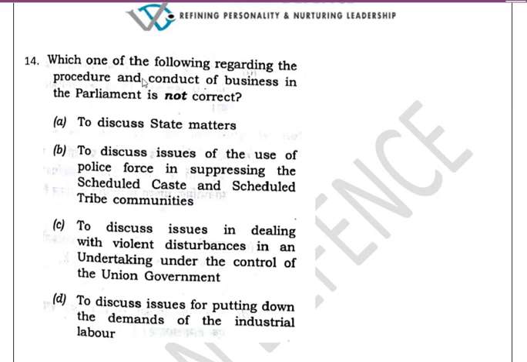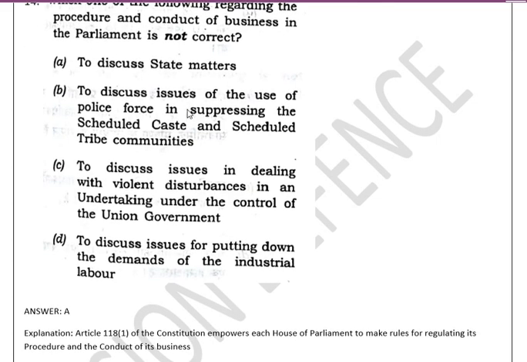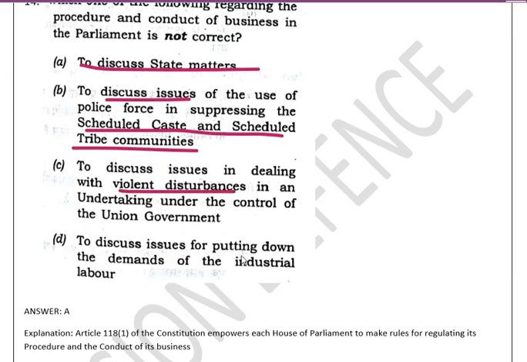14. Which of the following regarding the procedure and conduct of business in the Parliament is not correct? Okay, fine. The answer is A. To discuss state matters. So this is based on elimination. See, the Parliament can discuss issues with respect to SC and ST tribal committee, which comes under 5th and 6th schedule. And the Parliament can also discuss the violent disturbances. It can also discuss the demands of industrial labor, but it cannot discuss the state matters, internal matters. So that is the answer, A.